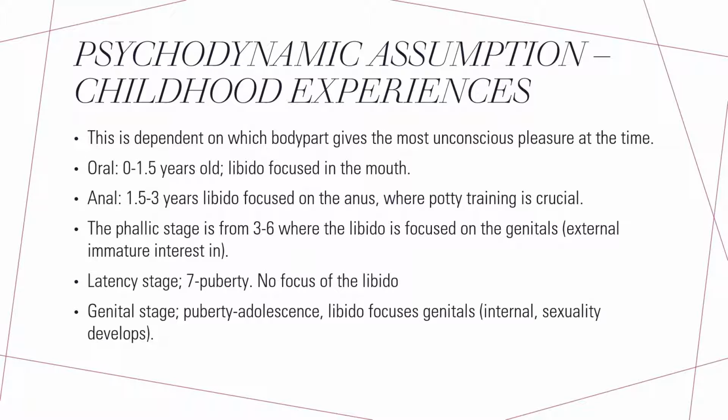So for instance, the oral stage is between 0 and 1.5 years old. Libido is focused in the mouth. The anal stage is between 1.5 and 3 years old, where libido is focused on the anus, and this is where potty training is crucial. The phallic stage is from 3 to 6 years old, where the libido is focused on the genitals, which results in an external immature interest in them.